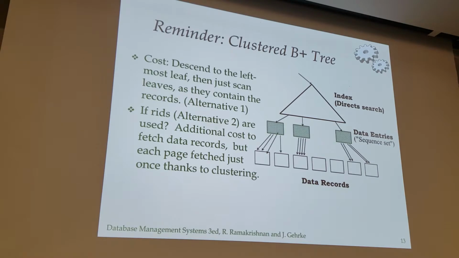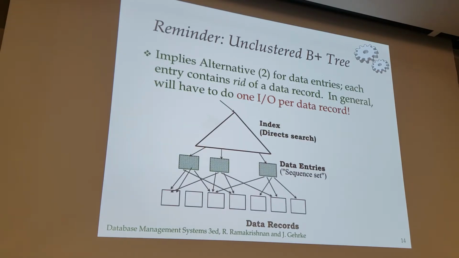But if the things are clustered, even if you were in alternative 2, you don't have to touch each data page more than once. On the other hand, with the unclustered, in the terrible case, you'd have to go ping, ping, ping, ping, ping, all over the place. We've talked about sorting based on the page ID, which ends up being a good trick to make sure that you only have to touch each page once.